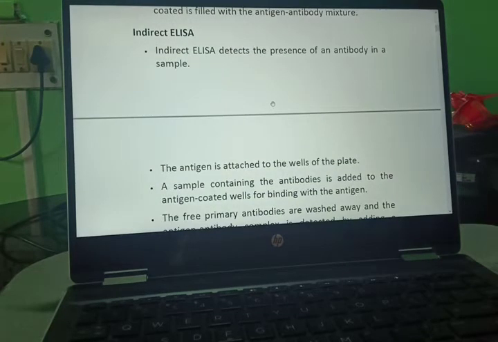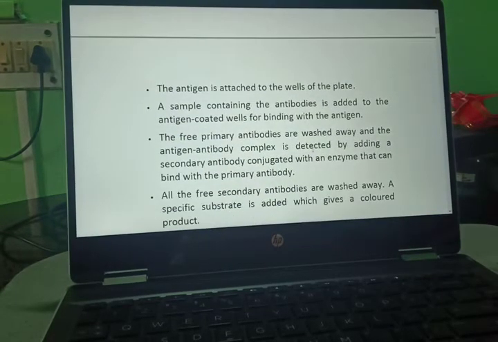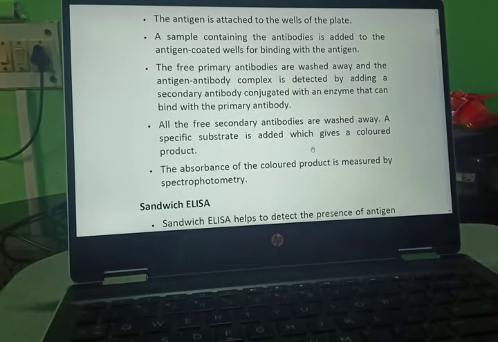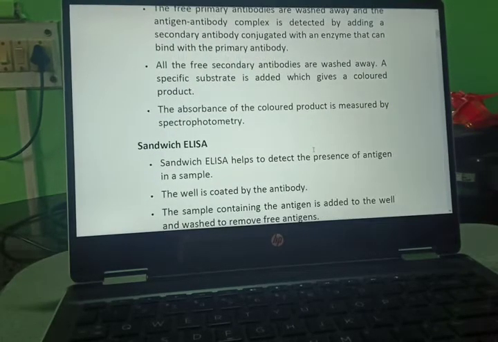Indirect ELISA. Indirect ELISA detects the presence of an antibody in a sample. The antigen is attached to the well of the plate. A sample containing the antibodies is added to the antigen coated wells for binding with the antigen. The free primary antibodies are washed away and the antigen antibody complex is detected by adding a secondary antibody conjugated with an enzyme that can bind with the primary antibody.